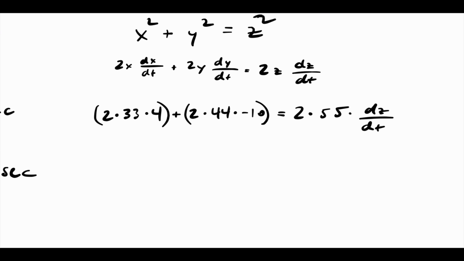Well, in math, if you have everything except one, you can solve for it. And that's what it looks like I have. I have everything except dz/dt, so I'm going to solve for it. So let's see. 2 times 33 times 4 is 264. 2 times 44 is 88, times negative 10 is negative 880. 2 times 55 is 110 dz/dt.